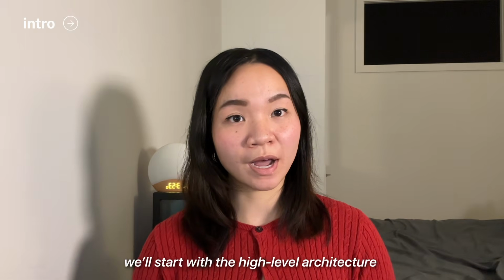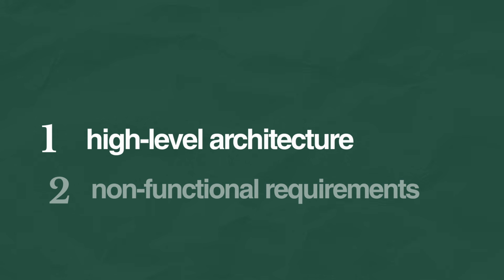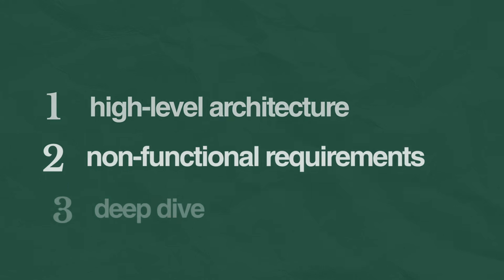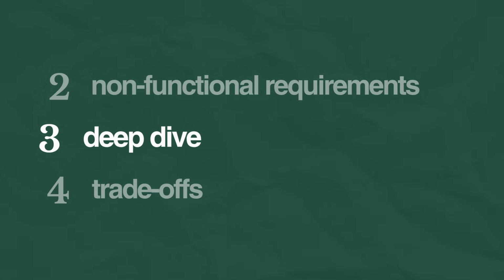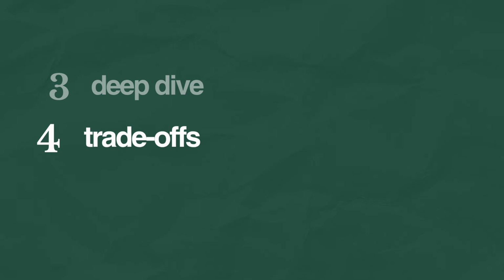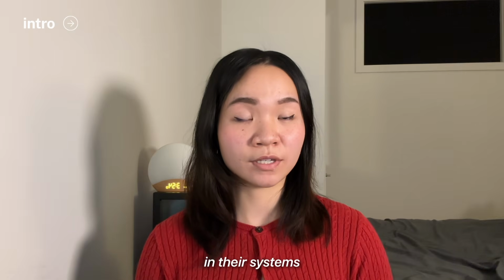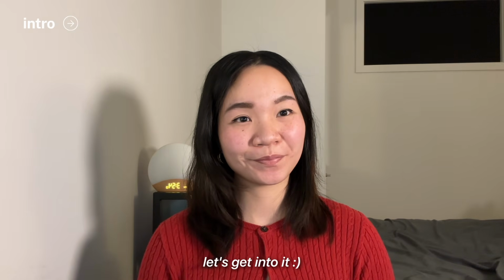We'll start with the high-level architecture and then move towards concepts you need to know for non-functional requirements and the system design deep dive. And then finally, we'll end off with what trade-offs product managers need to know in their systems. Let's get into it.